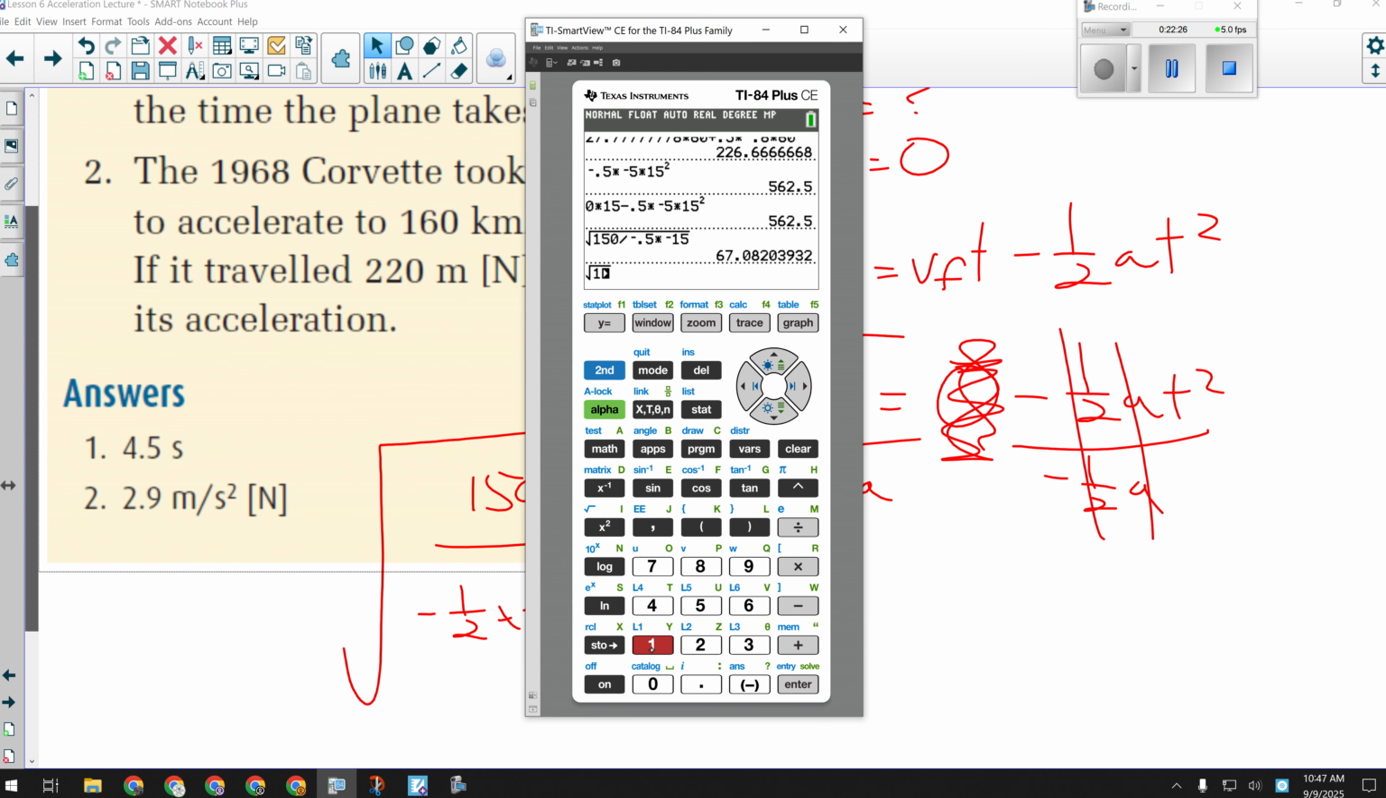150 divided by, in brackets, negative 0.5 times negative 15. Better. Okay, I forgot to, see, my calculator did order of operations when I didn't want it to because I forgot to put brackets in there. All right, so we only have 2 significant digits there, so 4.5 seconds as the total time. Okay. Everybody okay with that?